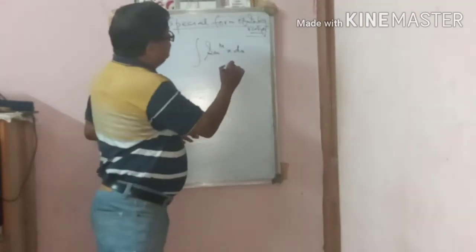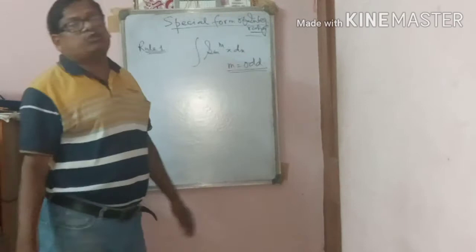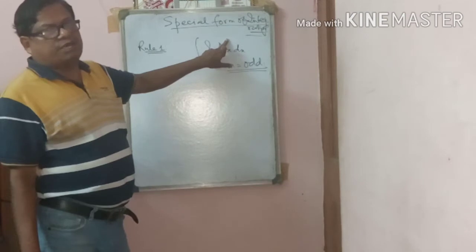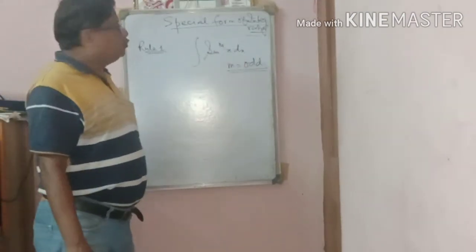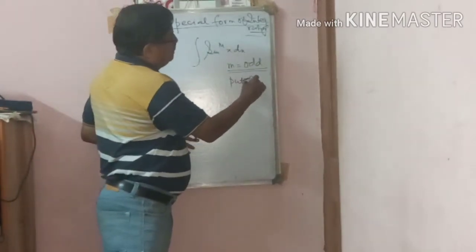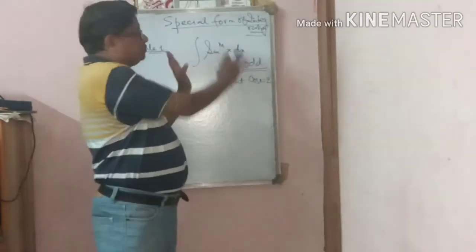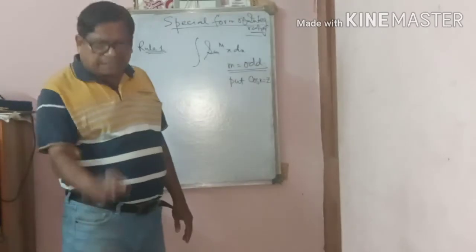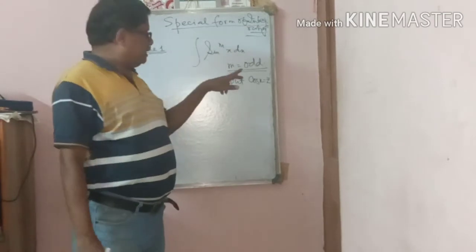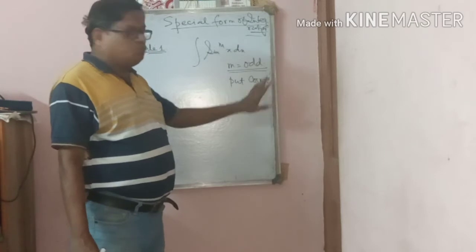First, suppose m is an odd number. Then what to do? Keep in mind, if m is an odd number, then you put cos x equal to z. Now you are thinking, sir, there is no cos x, where will you get cos x? Wait, I am showing this. Sin to the power m x dx, m is an odd number, then you put cos x equal to z.